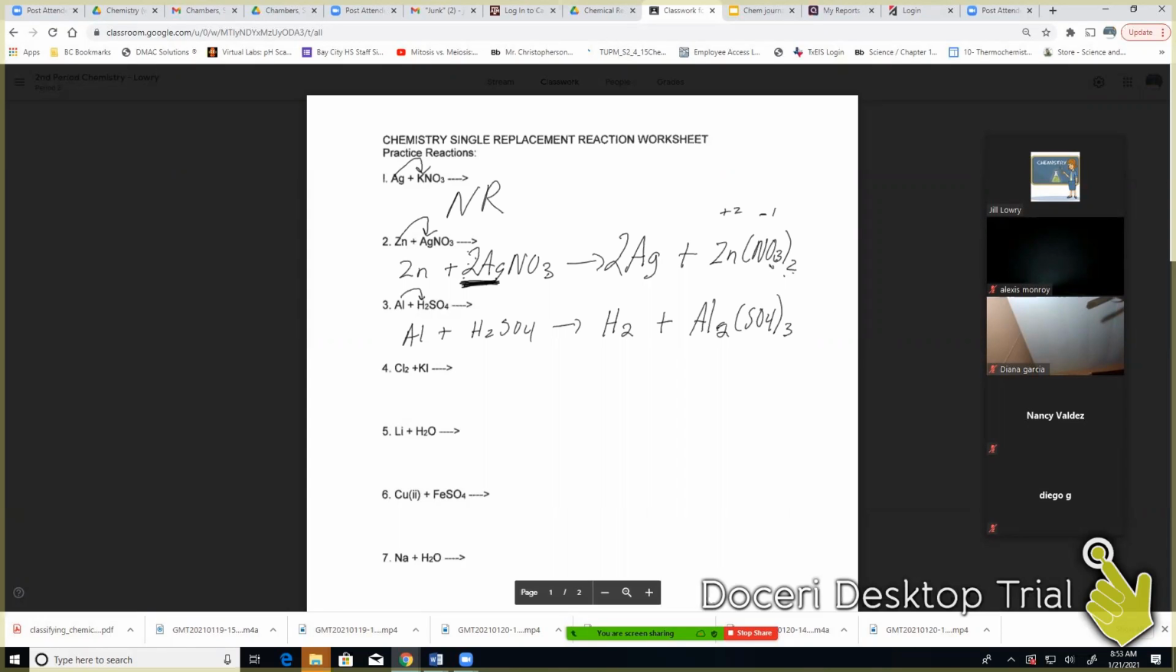And then the last thing we would need to do would be a little bit of balancing. Because how many oxygen do I have here on my product side? 4 times 3 is what? 12. So what do I need to put right here? Right now I have 4 oxygen. What do I need to put as my coefficient to get 12? 3, right?